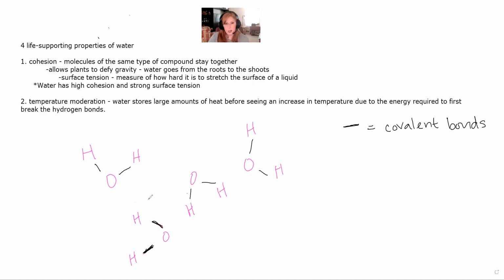Hydrogen bonds are these weak attractions between the oxygen of one water molecule and the hydrogen of another. And that's because water is a polar molecule. Yep, you need to know this too. A polar molecule has partial charges.